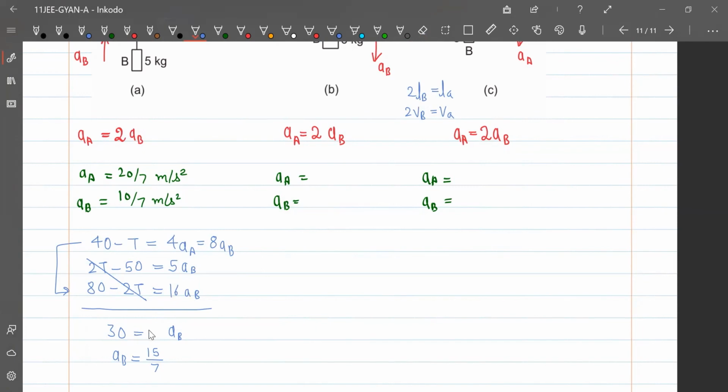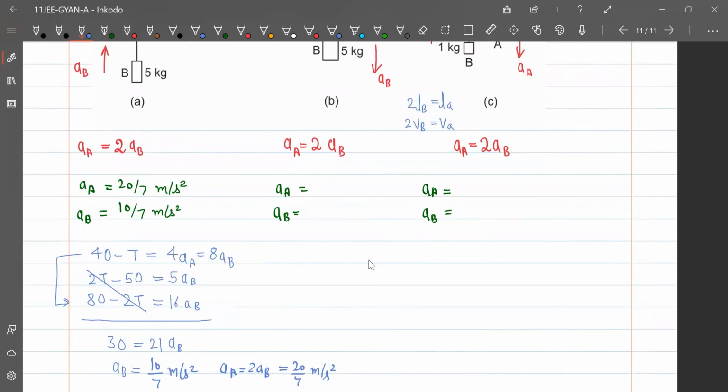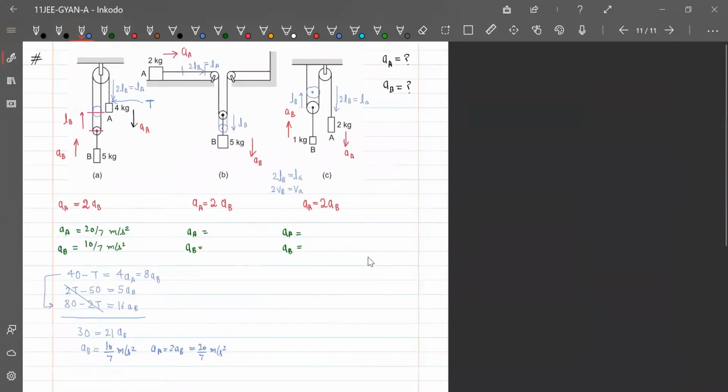So this will be 30/21. So 10/7. ये 10/7 होगा तो उसका तो बस डबल कर देंगे तो आ जाएगा 20/7 मीटर पर सेकेंड। ठीक है, सेकेंड और थर्ड वाला ऐसे सॉल्व करना है। तो शॉर्ट में सेकंड केस में कितना आ रहा है एक्सेलरेशन?